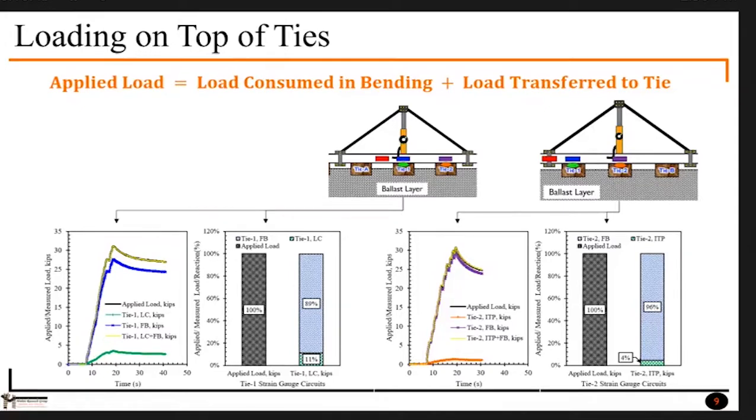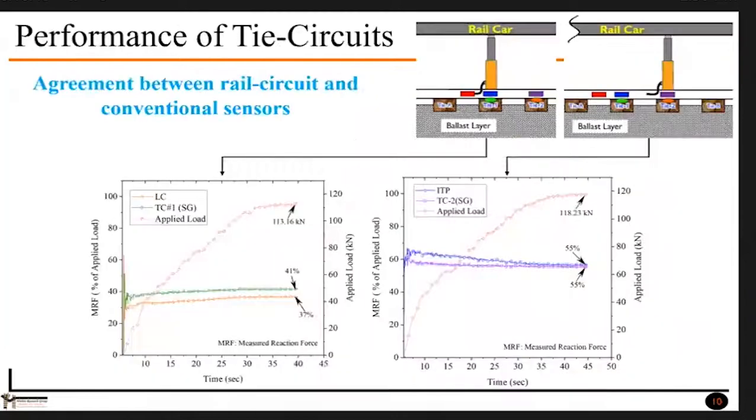We want to transfer some more load to check how it is behaving. So we use the rail car so that we can push more load and see how it behaves under static performance. For tie 1, we applied 130 kilonewton load, and we find that the tie circuit 1 is measuring 41% of the applied load. On the other hand, the load cell, which is the conventional way of measuring the rail tie interface reaction force, is measuring 37%. So a 4% difference. But for tie 2, we find they both match exactly, at 55%.